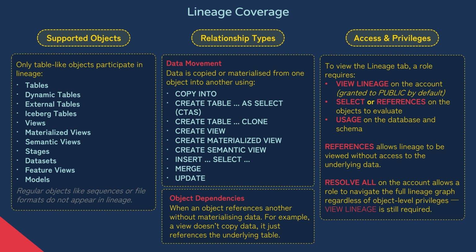View Lineage is granted to public by default, so everyone has it out of the box, but your organization can restrict it to specific roles by revoking it from public. And if you want a role to navigate the full lineage graph, regardless of the object privileges, you can grant Resolve All on the account, though View Lineage is still required alongside it.